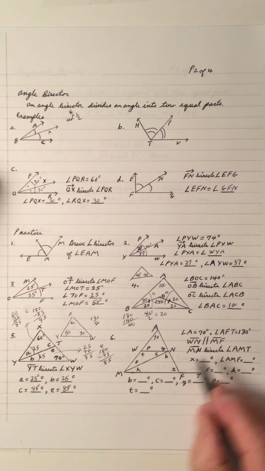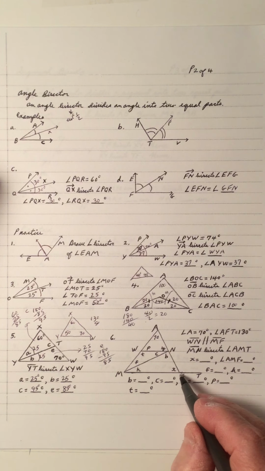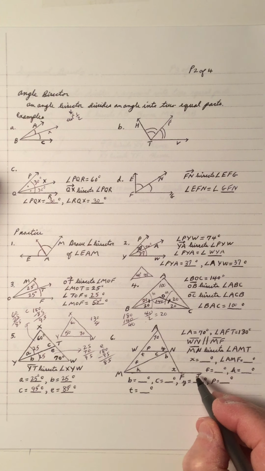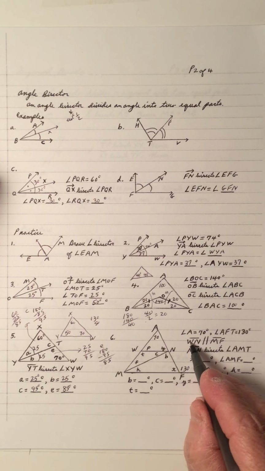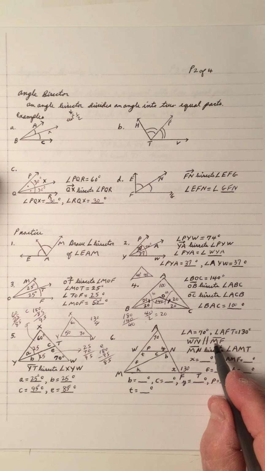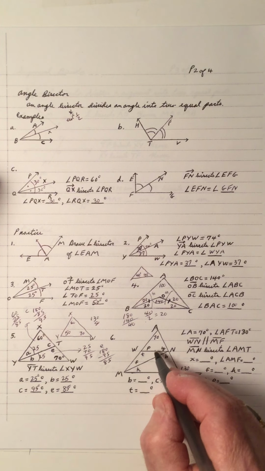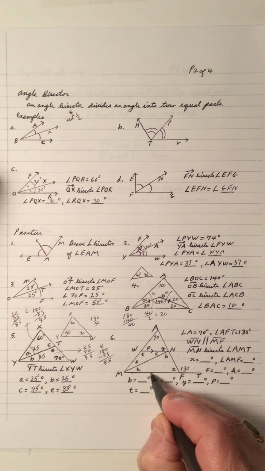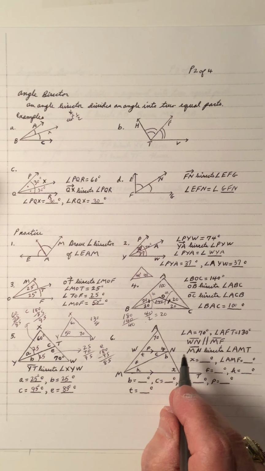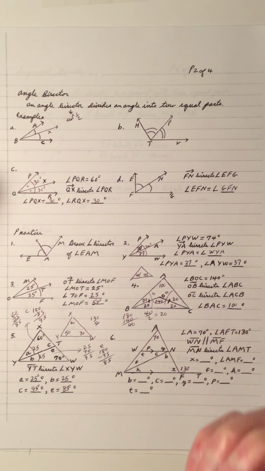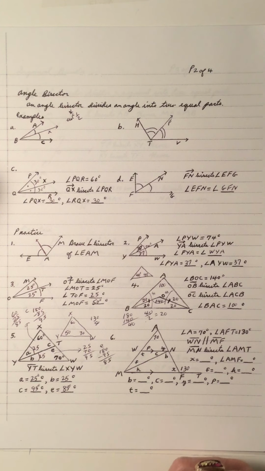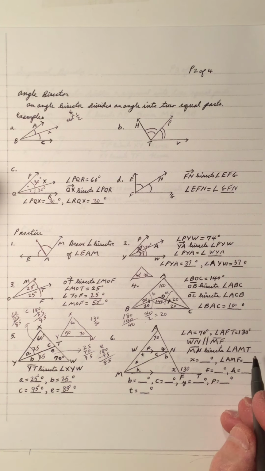Number 6, we have angle A is 70. Write that in. Angle AFT is 130. Write that in. Now, I have WN parallel to MF. We know what happens with parallel lines. Every time somebody says parallel lines, I say, oh, I've got angles equal. I've got corresponding angles equal, alternate interior angles equal, alternate exterior angles equal, and same side interior angles adding up to 180, etc.